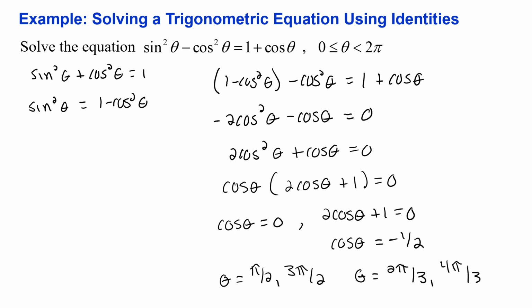So in summary, our original equation of sine squared theta minus cosine squared theta equals 1 plus cosine theta has a solution set of pi over 2, 2 pi over 3, 4 pi over 3, and 3 pi over 2 in the interval 0 less than or equal to theta less than 2 pi.